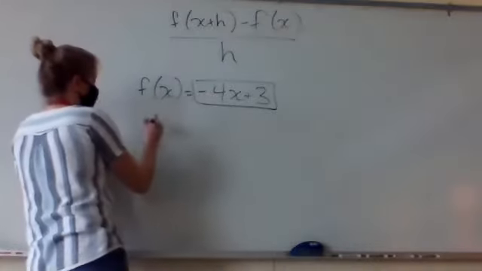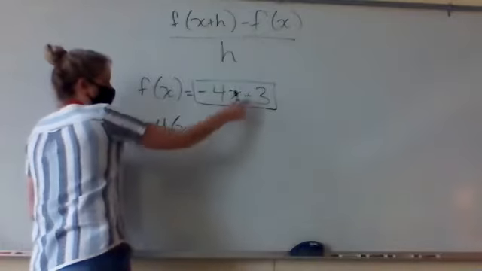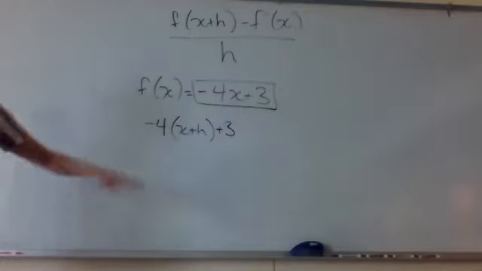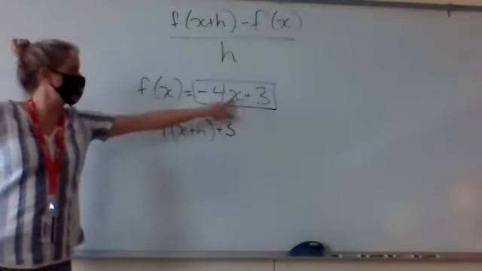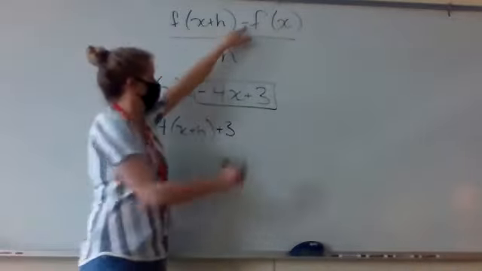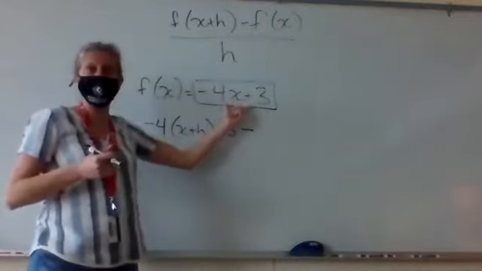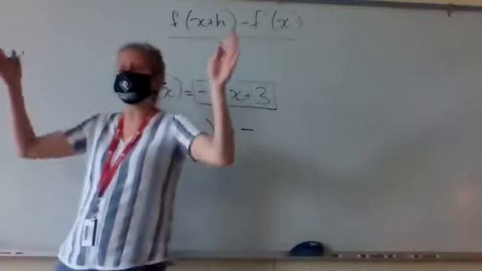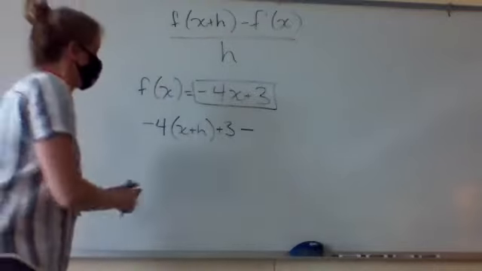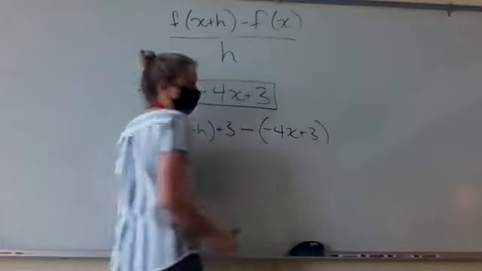So let's see, I'll have -4. There's my x. I'm going to replace that with x plus h. Drop down my +3. So just rewrite the actual function, but instead of x there, you put x plus h. So what comes after that? Then you just subtract the actual function. You subtract what's in the box here. And remember, you have to put parentheses around it because you want to subtract the whole thing and not just the beginning of it. So I'm subtracting all of this, -4x plus 3.